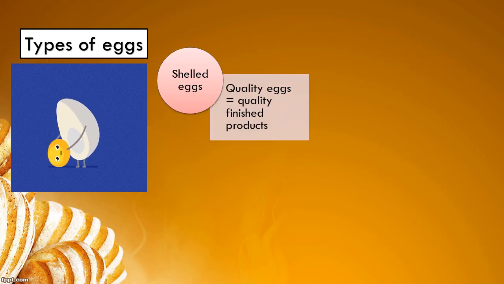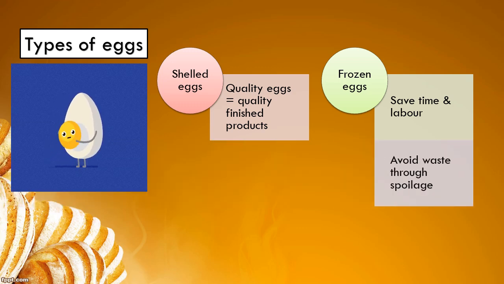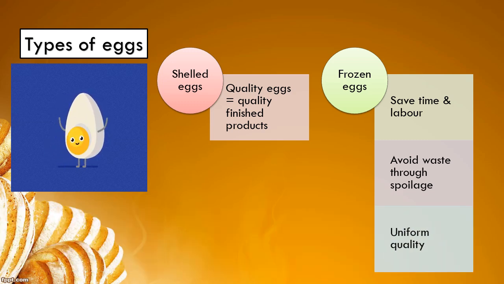In a bakery, two types of eggs are used. One is shelled eggs. A good quality egg will produce a good finished product. And next is the frozen egg. The use of frozen eggs saves time and labor because breaking and separating are not necessary. While using frozen eggs, wastage is minimal because they do not get spoiled. It also helps in achieving a uniform quality with better results.